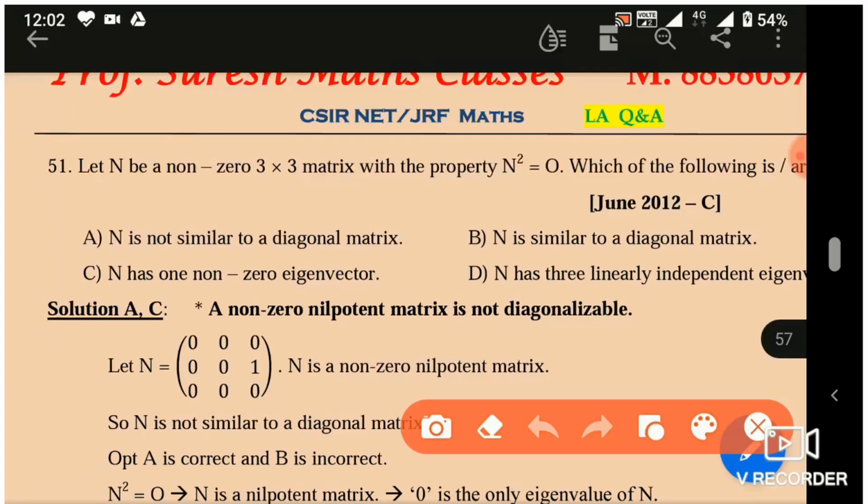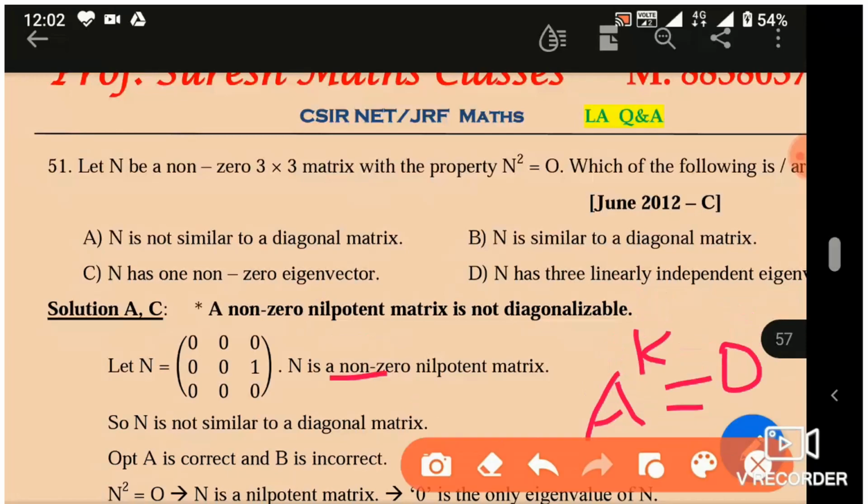So what is the meaning of nilpotent matrix? For some power k, if A power k equals the 0 matrix, then the matrix A is called a nilpotent matrix of index k if A power k minus 1 is not equal to 0. So for the first time A power k equal to 0 and A power k minus 1 not equal to 0 matrix, then the matrix A is called a nilpotent matrix of index k. So that is the meaning.